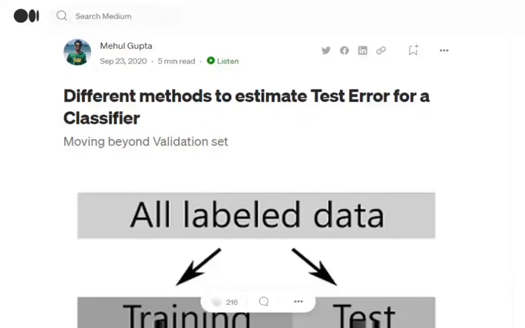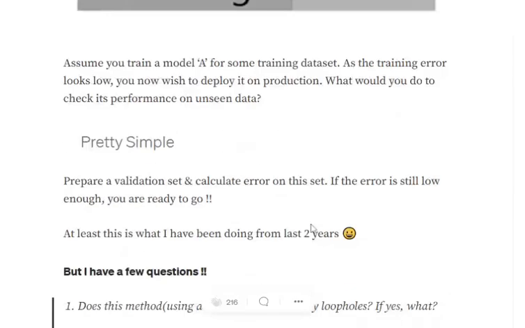So hi everyone, today we'll try to understand what are different methods to estimate test error for a classifier or some other model. So let's get started. Setting up the base, assume that you have a model A and you train it on some data set X. Now eventually the training error looks pretty low. So you wish to deploy it in production.